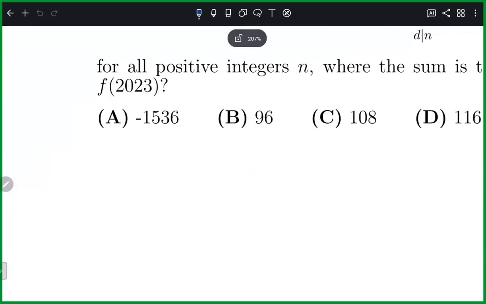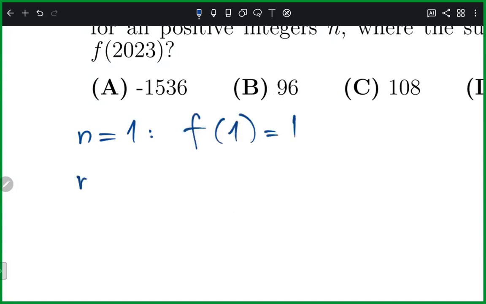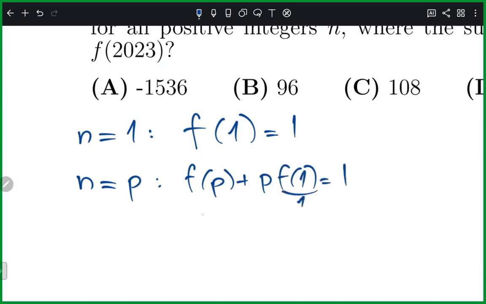So let's start with n equals 1. It's straightforward that f(1) equals 1. And then let's consider the case n equals p, where p is a prime. Then f(p) plus p times f(1) equals 1. Substitute f(1) equals 1 to obtain f(p) equals 1 minus p for the primes.